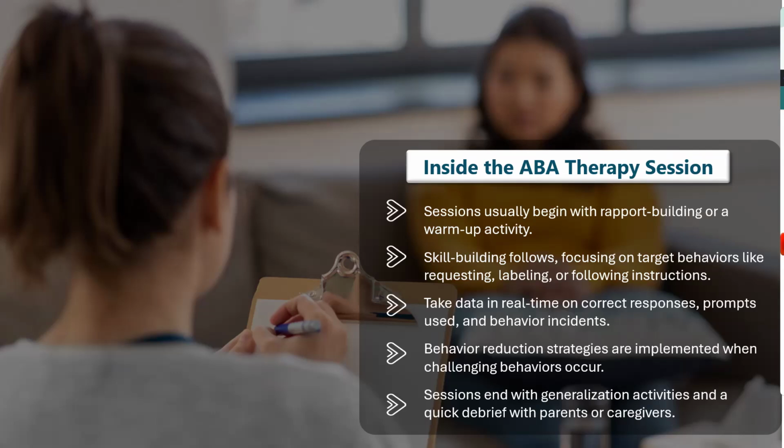And then you have the skill building activities. This is the main component of the session. As a therapist, you want to introduce targeted skills such as identifying objects, following instructions, or practicing social cues. Data collection throughout the session: you as the therapist are tracking responses in real time and entering all that information into a document or a software. Generalization and play is another one. Session wrap-up and parent debrief is another one.